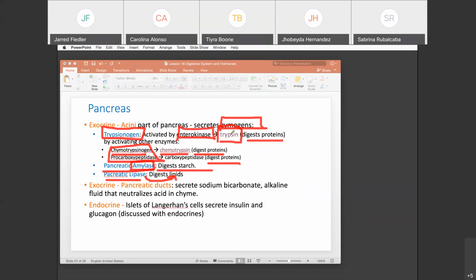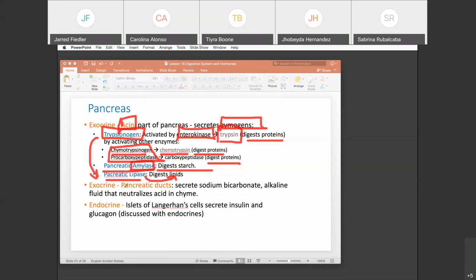All right. So these are all different kinds of proteins and enzymes that are going to be secreted by the exocrine portion of the pancreas, but specifically the acini part of the pancreas.